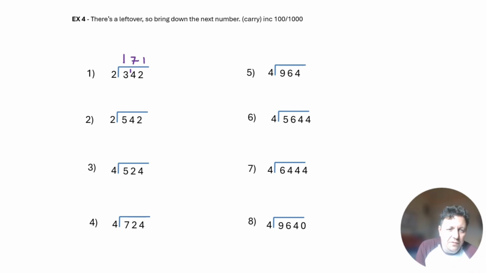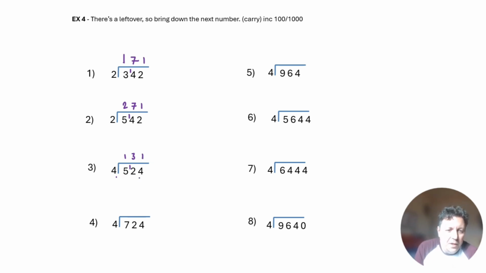So 2 into 5 is going to go 2 times, carry over the 1. 2 into 14 goes 7 times, and 2 into 2 goes once. And I'll do question 3 as well. 4 into 5 goes once, carry over the 1. 4 into 12 goes 3 times, and then 4 into 4 goes once.